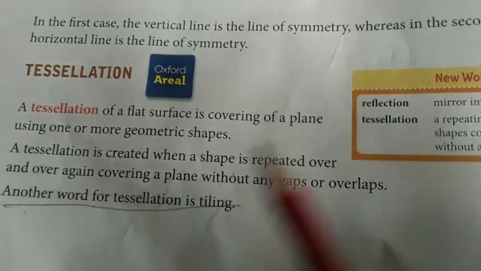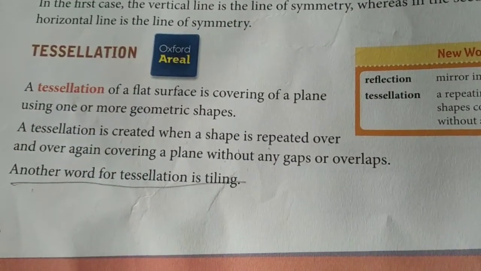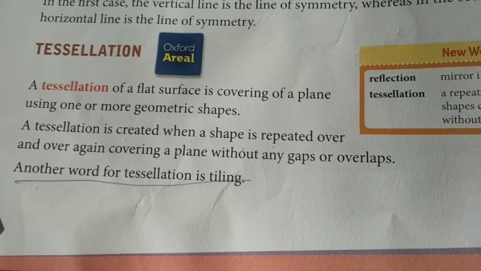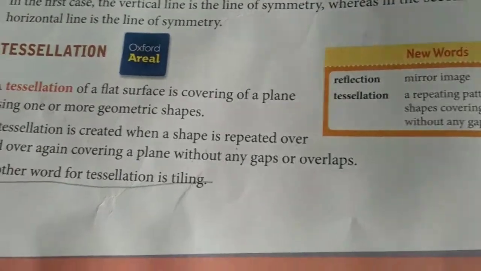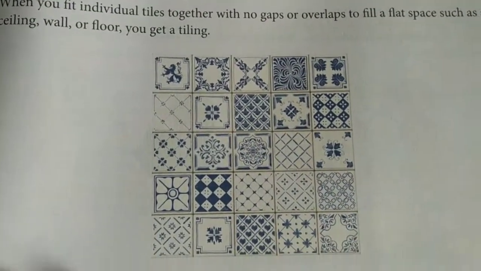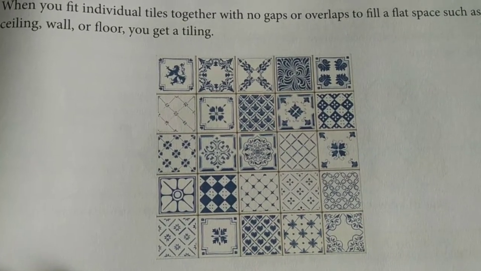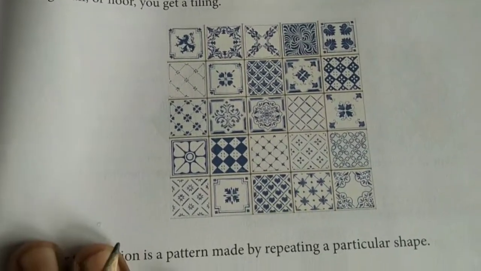A tessellation is created when a shape is repeated over and over again, covering a plane without any gaps or overlaps. Another word for tessellation is tiling. Please underline this; it is a very important word. When you fit individual tiles together with no gaps or overlaps to fill a flat space such as a ceiling, wall or floor, you get a tiling. You know tile work, okay?